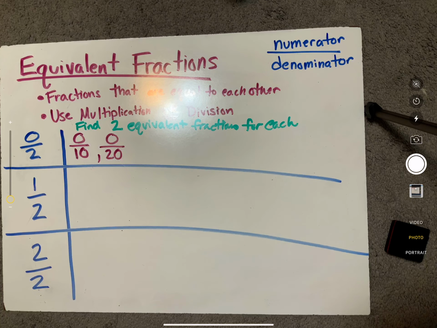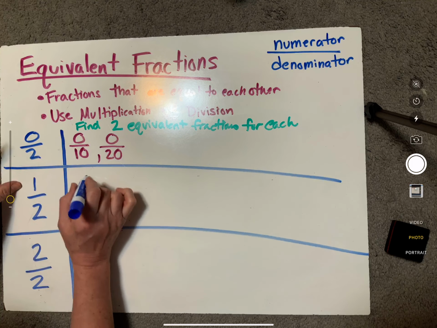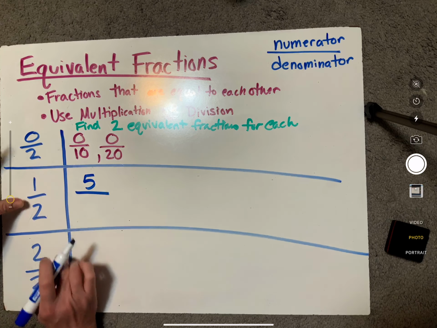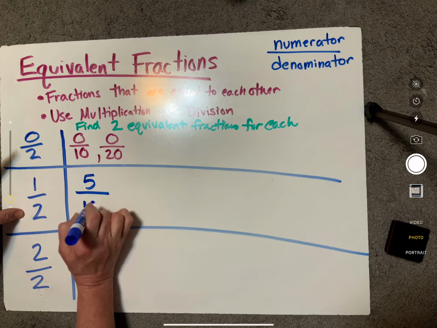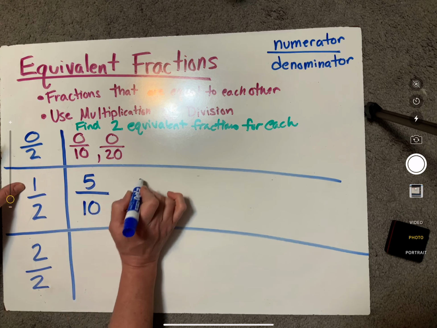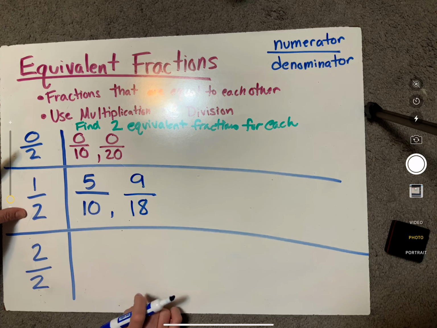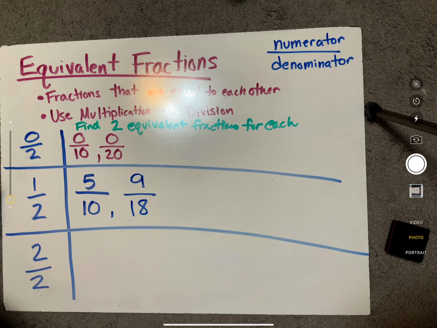Let's go to the next fraction. So I have 1/2. Let's multiply 1/2 times 5. So 1 times 5 would be 5. 2 times 5 would be 10. So that would be an equivalent fraction. Let's multiply it by 9. 1 times 9 is 9. 2 times 9 is 18. Okay, so that would be 2 equivalent fractions for 1/2.